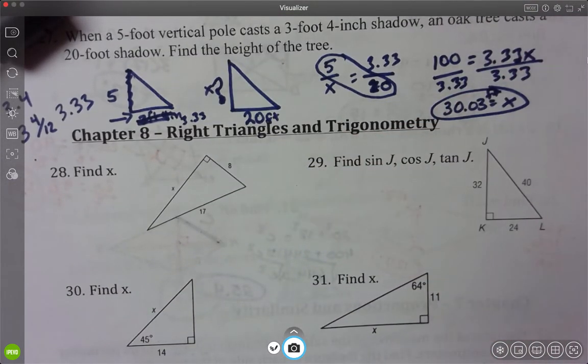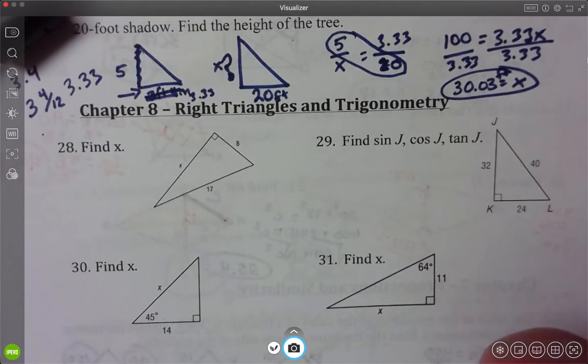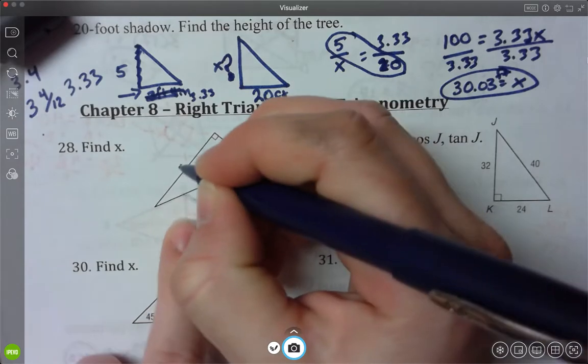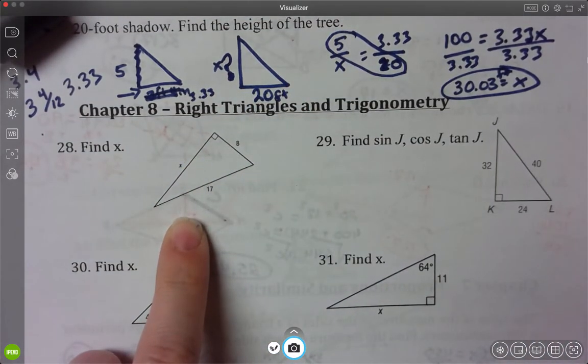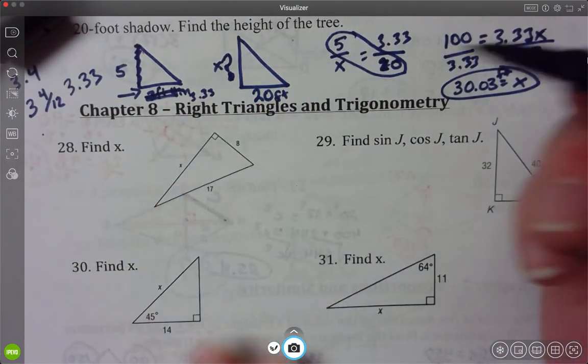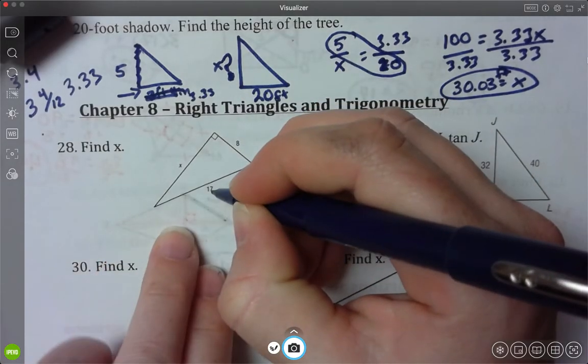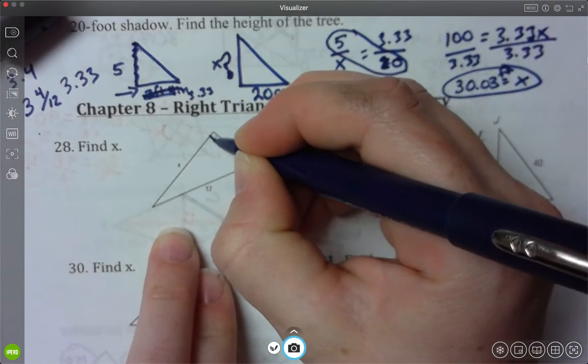Chapter 8. This is all trig stuff. Okay. So some of these are going to go fast, and some of them, like 33, 34, are going to take a little bit of time. Okay. But we'll just stop at 35 here in a minute. So they want us to find what x is. Okay. They don't give us the measure of any of the angles, but they do tell us that this is 8 and this is 17, and this is a right triangle.